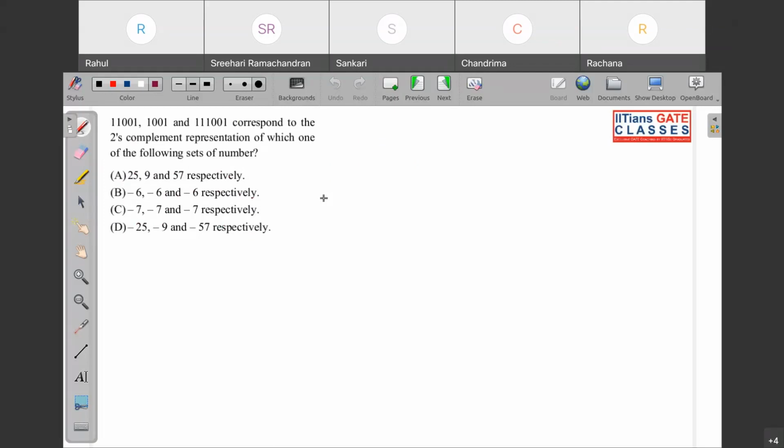This question, C, B, someone is getting C, someone is getting B.